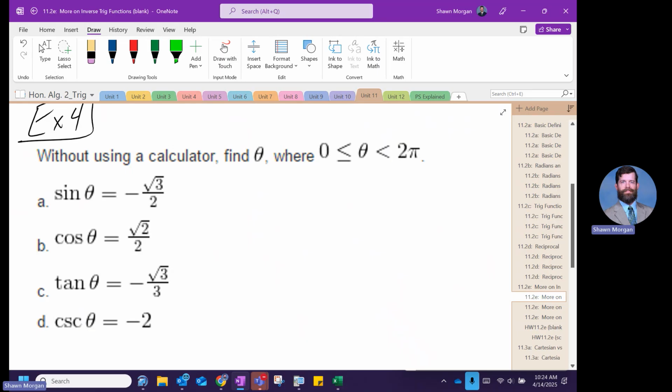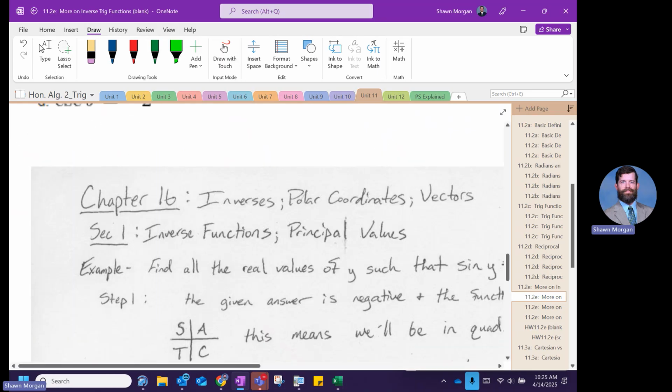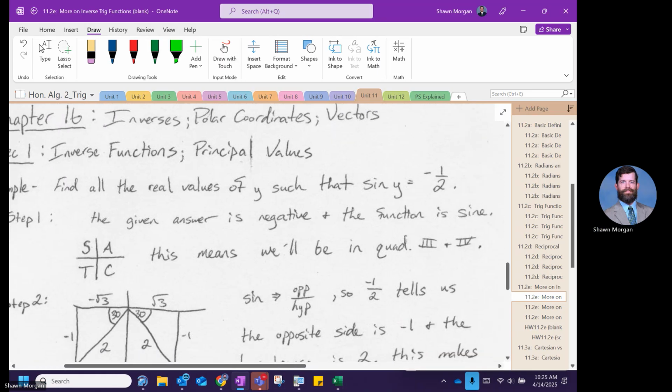I've got it handwritten here already, like I scanned a page of my notes. So we're going to look at sine of theta equals negative radical 3 over 2. Theta is supposed to be between 0 and 2 pi, so we're going to be in radians. All right, so here's step 1.